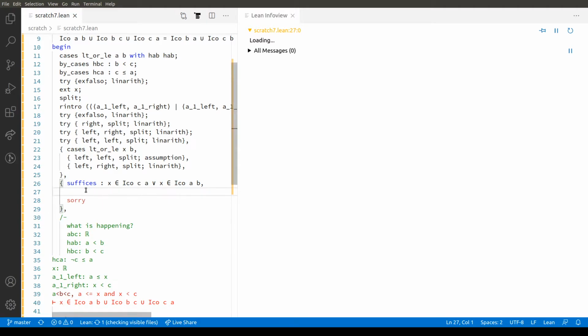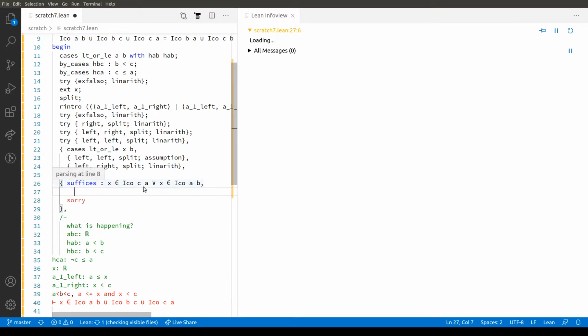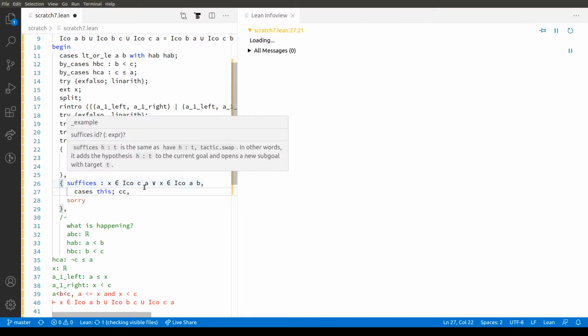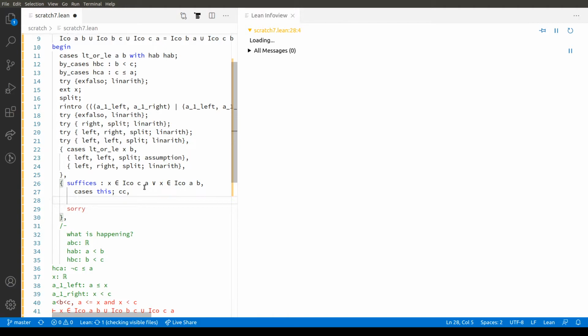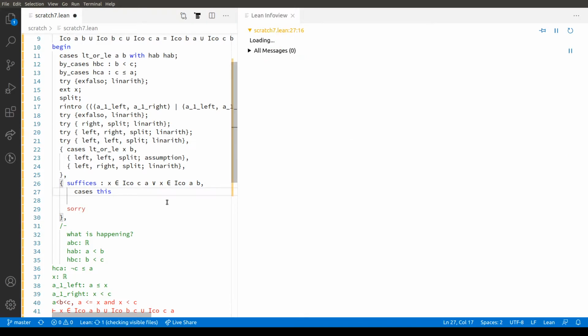It's slow. It's annoying, because we can do cases on this, and then in each case it's just logic. So it's cases on this, cc or something, that should do it. It didn't do it. That's a bit annoying. So I'm going to have to do it by hand.